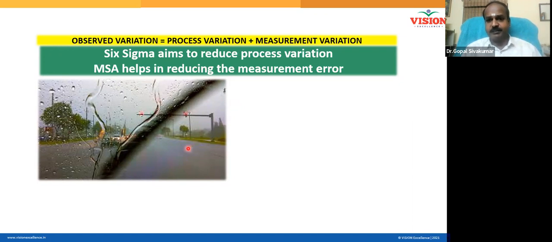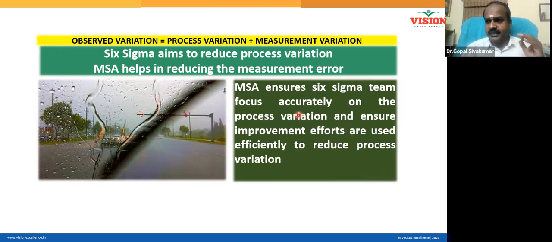During driving, if it rains, what will happen? Your windshield will be full of water. What do you do? You immediately switch on the wiper. Why do you switch on the wiper? You want to clean the water on the windshield, isn't it? Same way, when the error is pouring into your data, you must do measurement system analysis, which will wipe out the error and then will allow you to see the problem correctly.